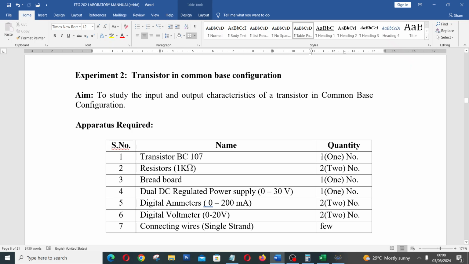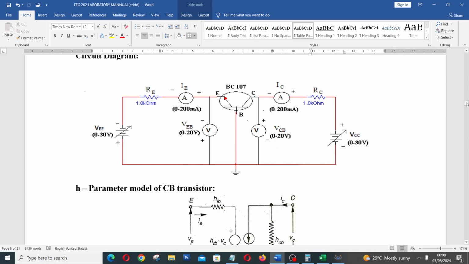So in this video we will be taking ourselves through how we can carry out the transistor in the common base configuration. Transistor in common base configuration simply means the base terminal, as shown in the circuit diagram below, is common to both the input and the output section. So this is the base terminal, this is the input section, and this is the output section. The input current is IE, the input voltage is VEB, the output current is IC, and the output voltage is VCB.